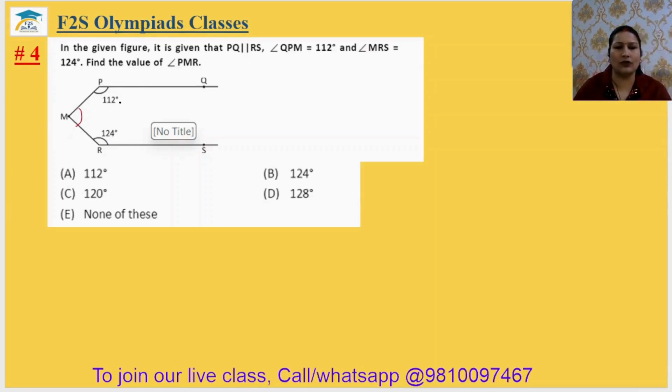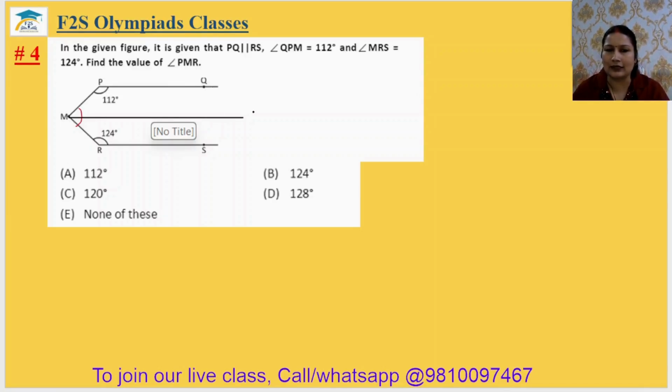So to find this one, we will do one construction. What is this construction? We will just draw a parallel line. This is parallel to PQ and RS both. Okay. So by the parallel line, PM is the transverse line. PM is the transverse line.